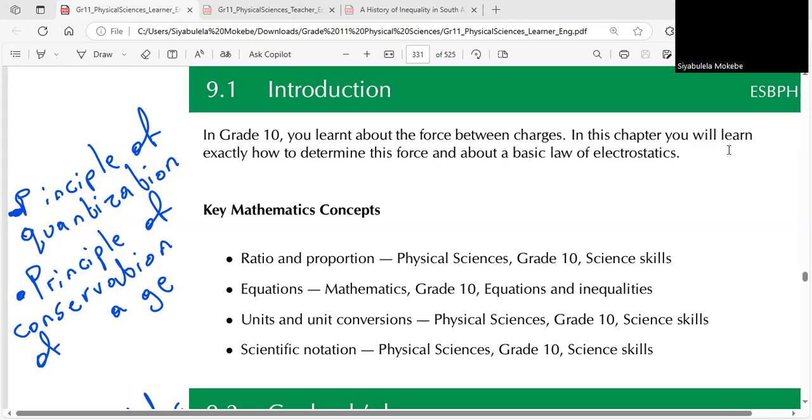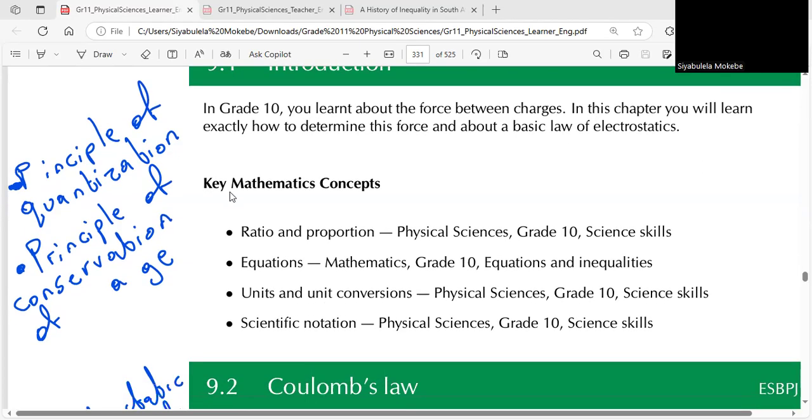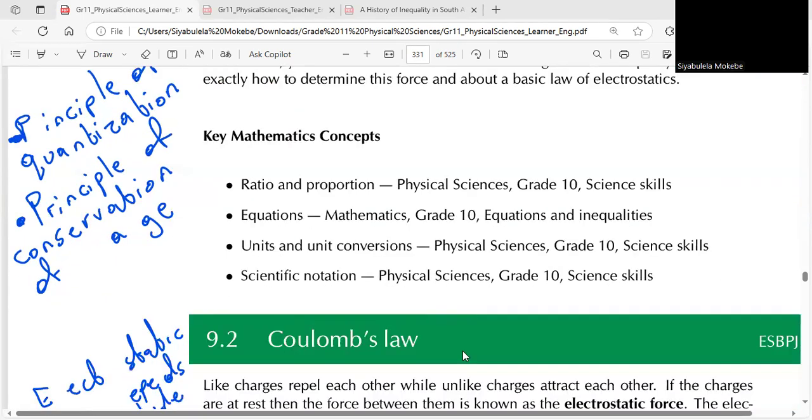In grade 10, you learned about the force between charges. In this chapter, you will learn exactly how to determine this force and about a basic law of electrostatics. These are some key mathematics concepts that you need to know: ratio and proportion, equations, units and unit conversion, and scientific notation.